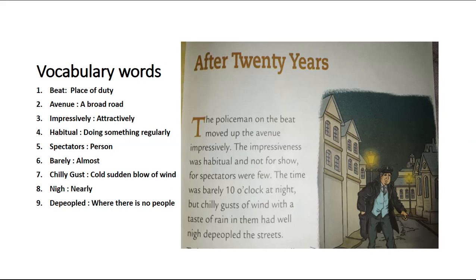almost. Number seven word is chilly gust. Chilly gust means a cold sudden blow of wind. Number eight word is nigh. Nigh means nearly. Number nine word is depeopled. Depeopled means where there are no people. So students, these are the vocabulary words. Okay, and now I will read a paragraph.